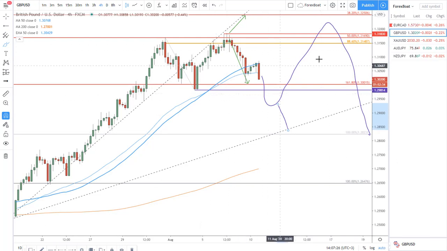So these are the kind of scenarios that I would expect, but as well we can see something like that. There are multiple scenarios. It's time to watch now and see what happens.